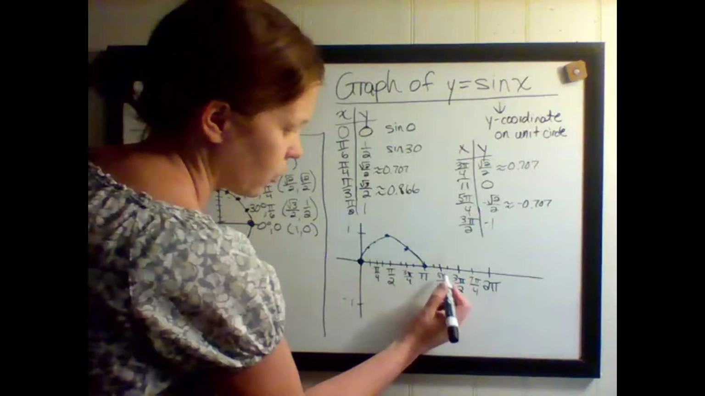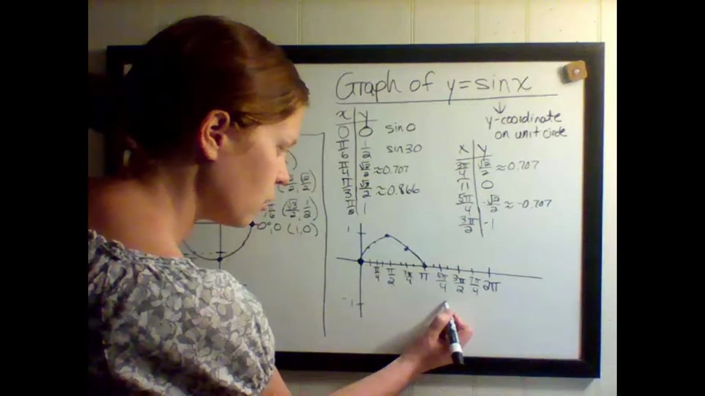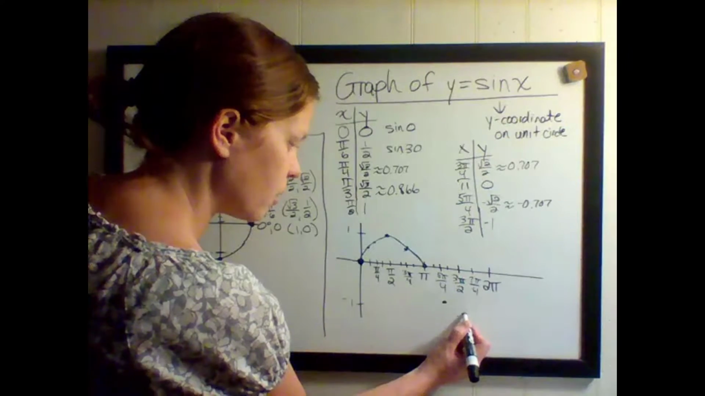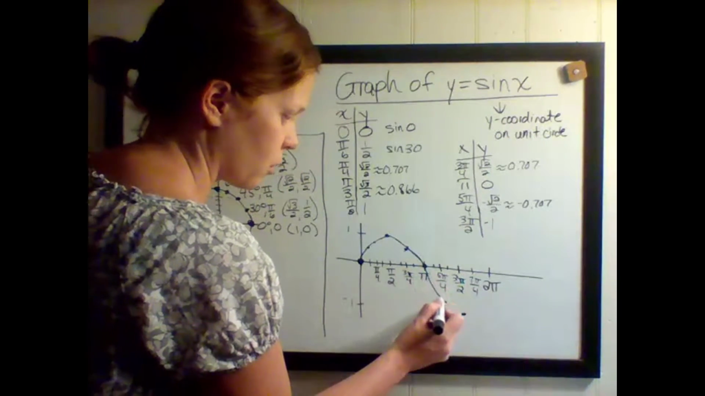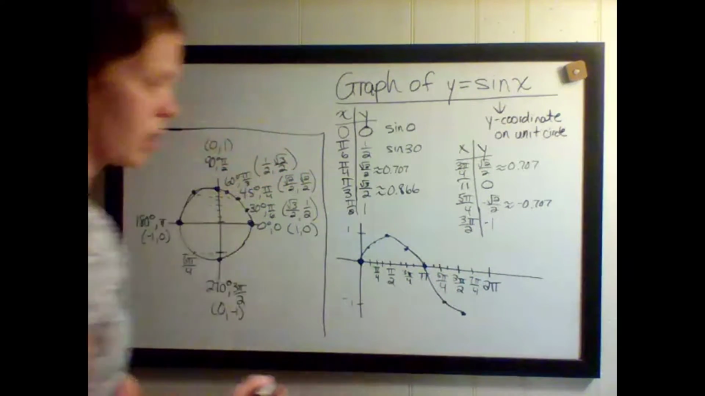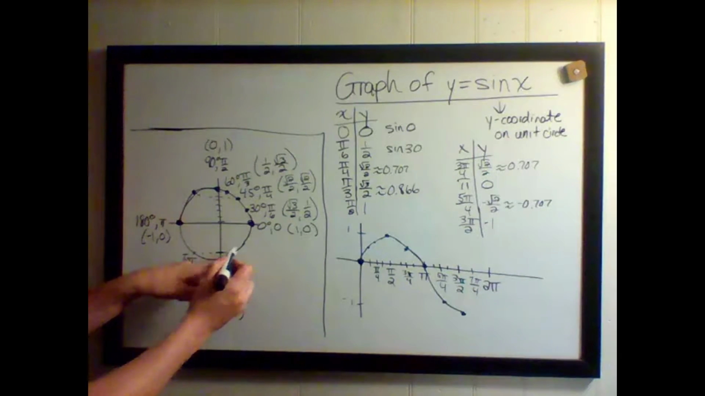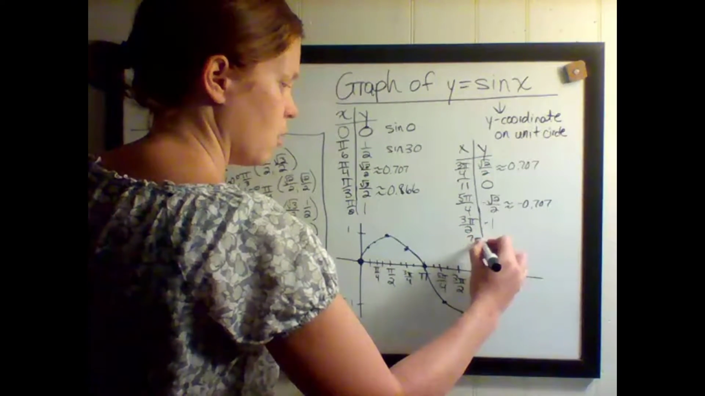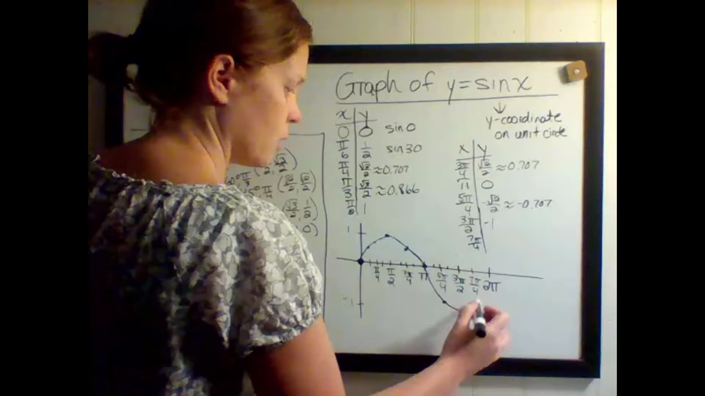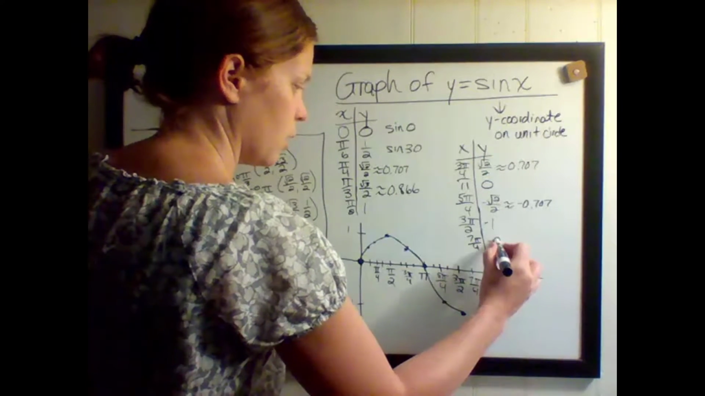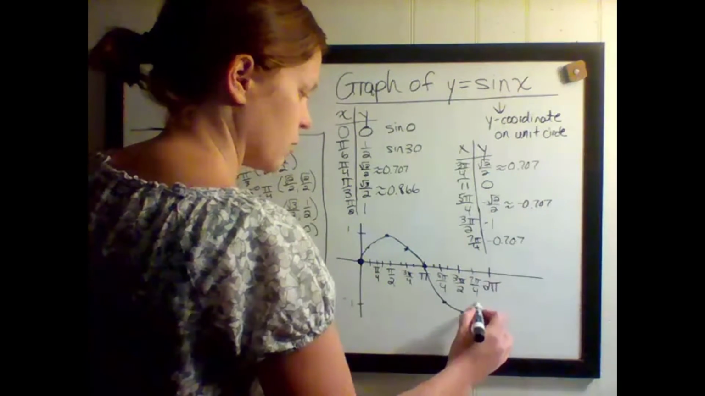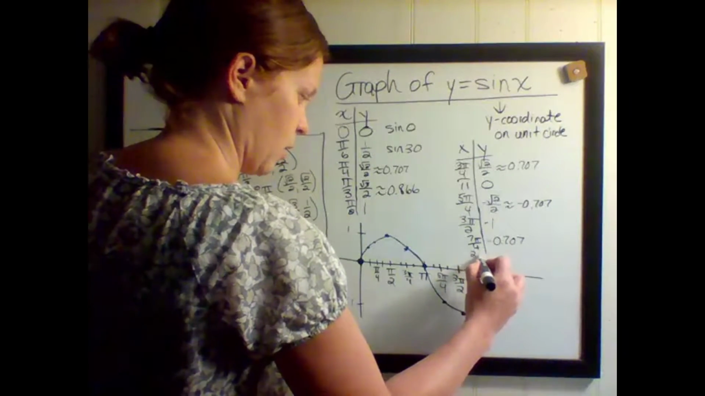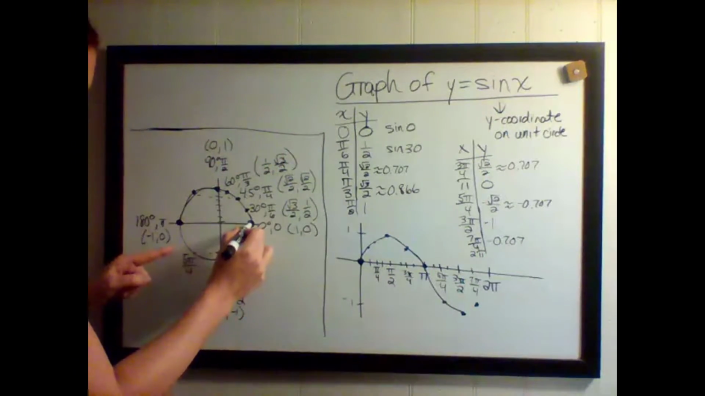So 5 pi over 4 is negative root 2 over 2. 3 pi over 2, I'm going to hit down at negative 1. So this is going to curve like that. And you can probably imagine at 7 pi over 4, I'm at, again, negative 0.707 approximately. And then at 2 pi, my y value is back to 0.